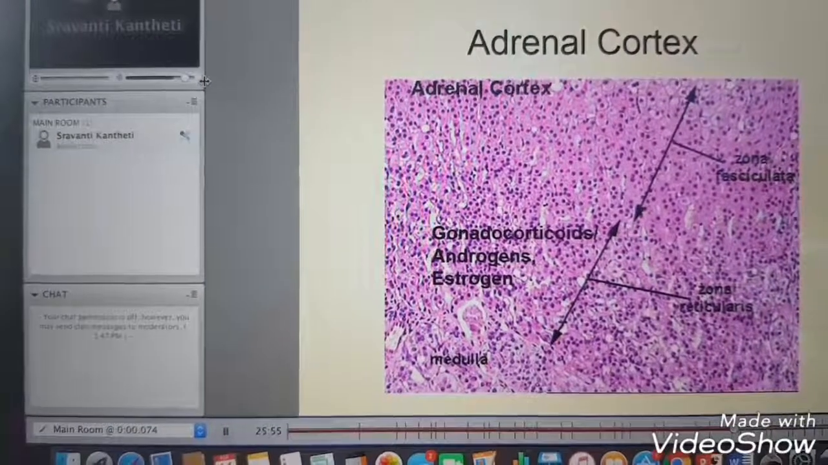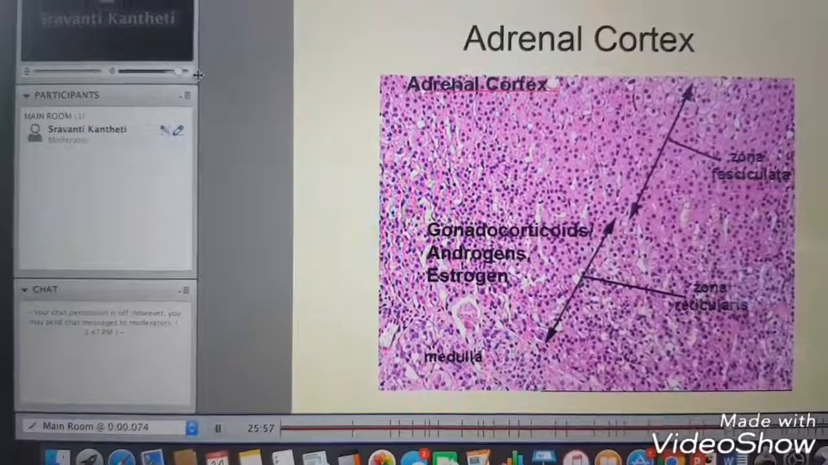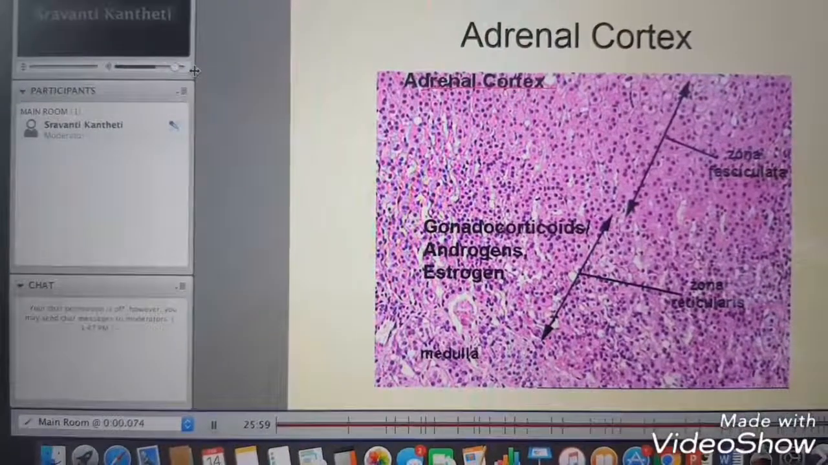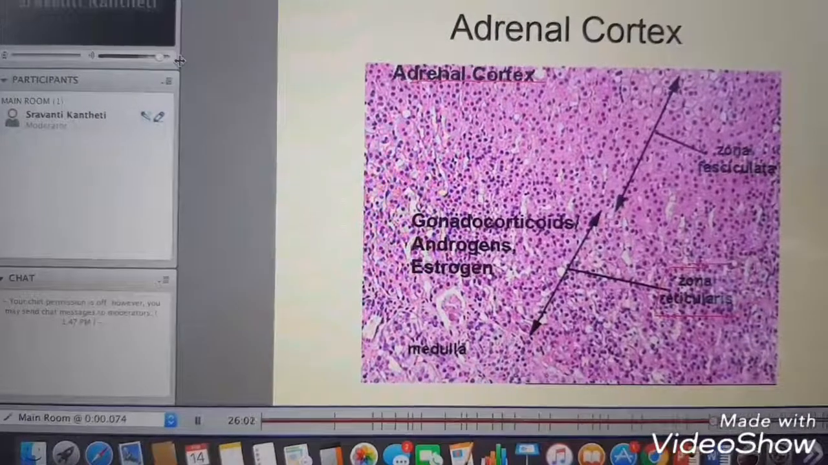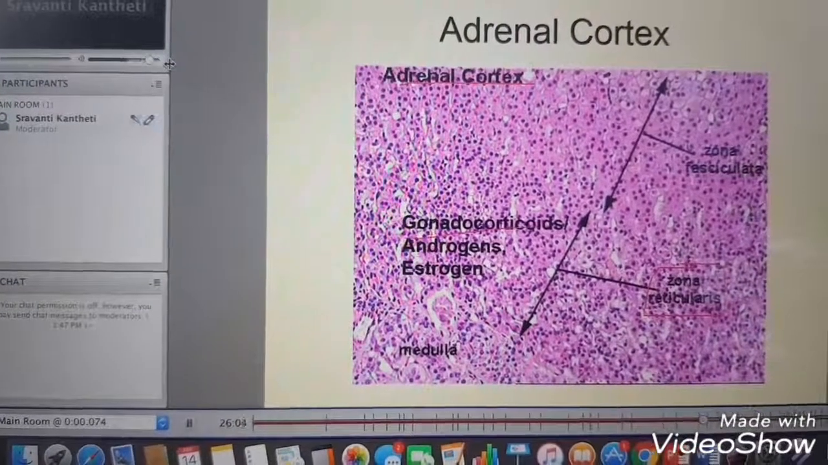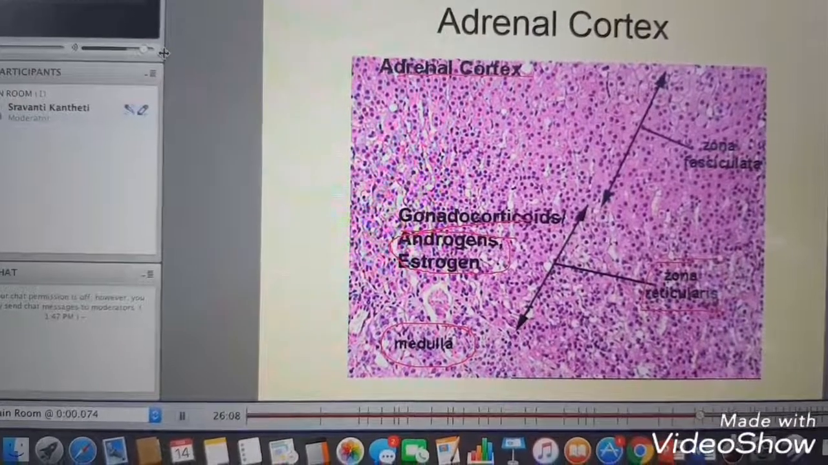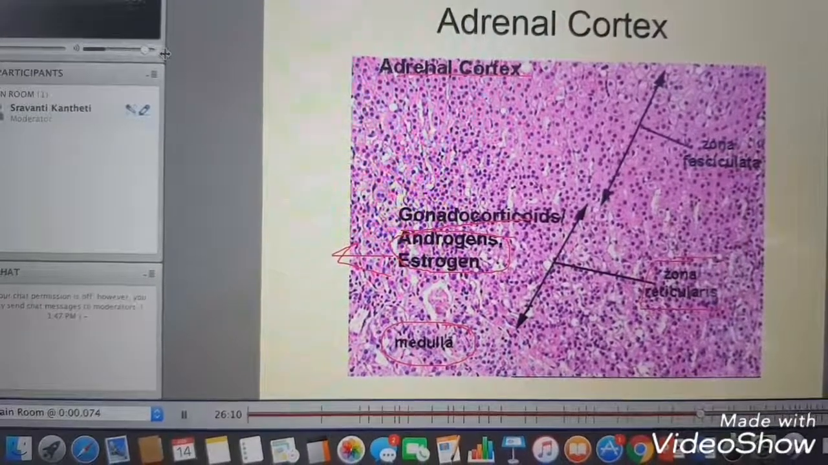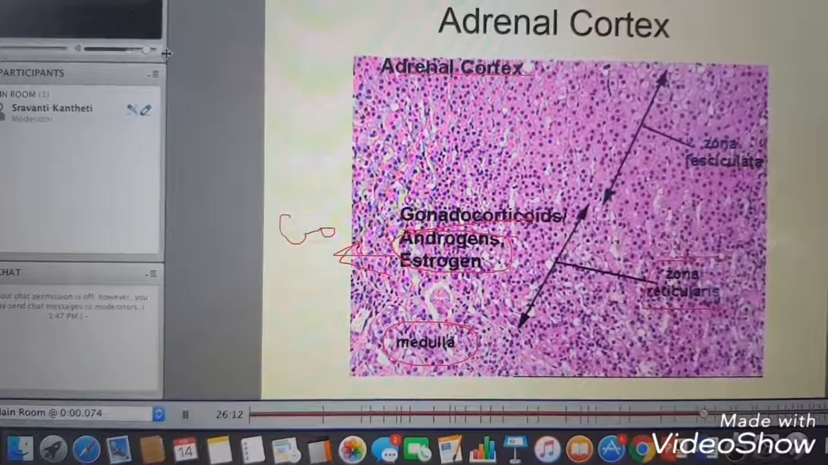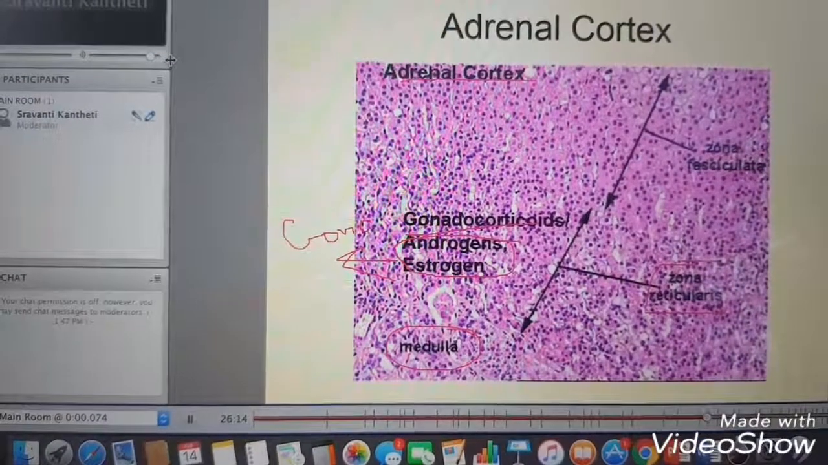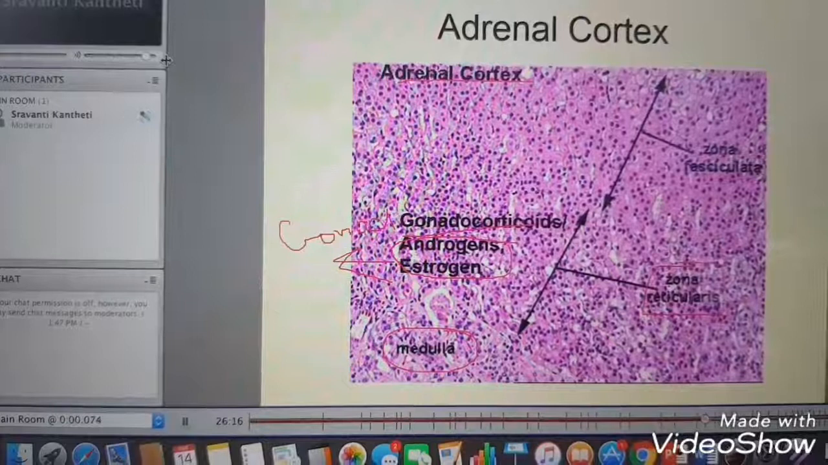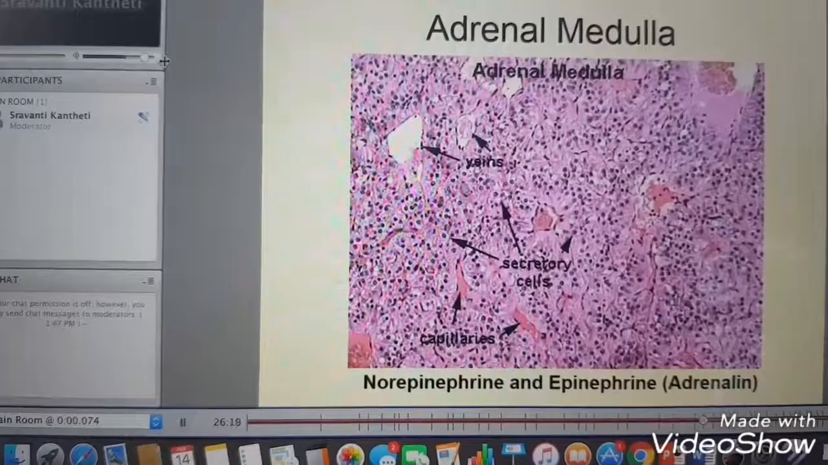So here's another slide for it as well. You can see the zona reticularis here. The zona reticularis, which is closest to the medulla, does your androgens and estrogen. These are the gonadotrophic hormones released by the testes and the ovaries.